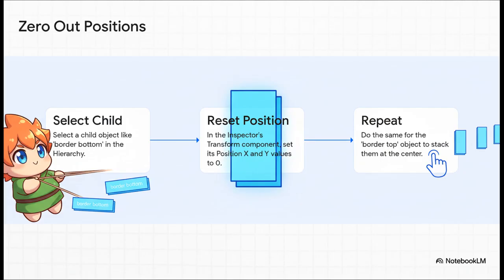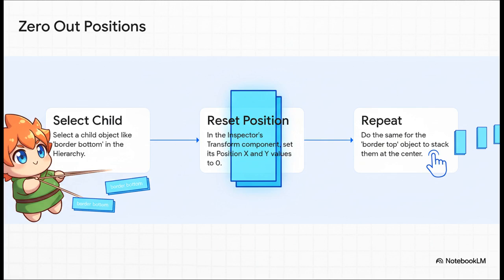First, just select the border bottom object in the hierarchy. Now look over at its transform component in the inspector. See the position X and Y? They've got some weird numbers in there. Just go ahead and set X to 0 and Y to 0, and bam, it snaps directly to the parent's center point. Now let's do the exact same thing for border top. Select it, set its X and Y position to 0, and now both parts are perfectly stacked right on top of each other.